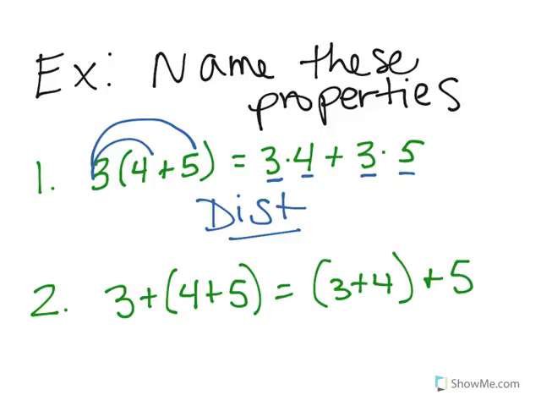And then this other one, it looks like these parentheses are actually moving. So they were at the end of the problem here, and they're at the beginning of the problem there. So this is going to be the associative property. I would just put ASSOC for short.